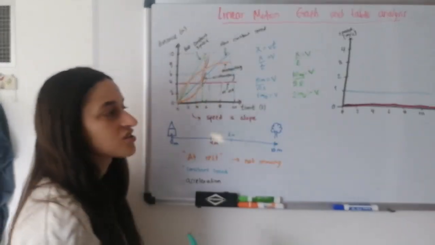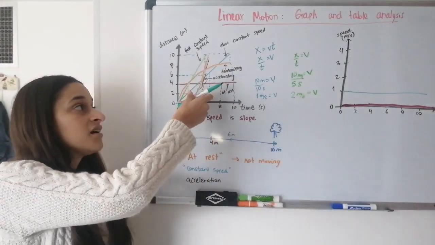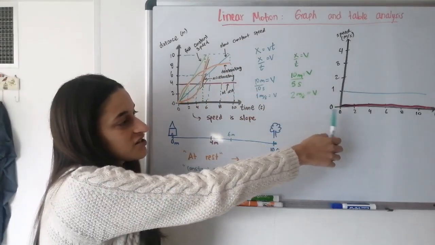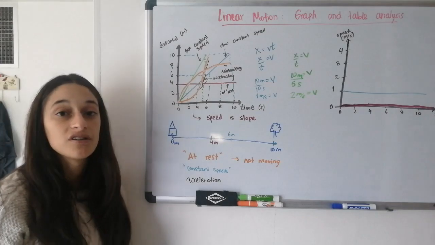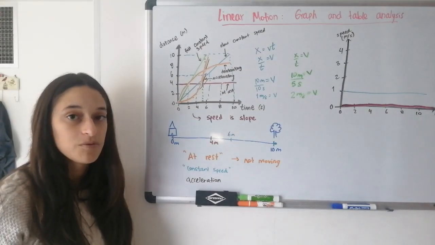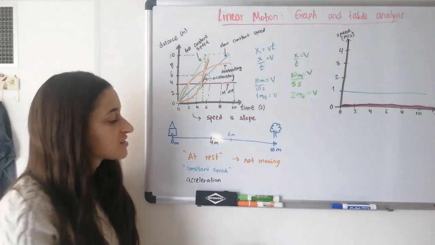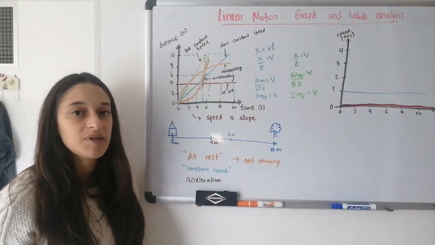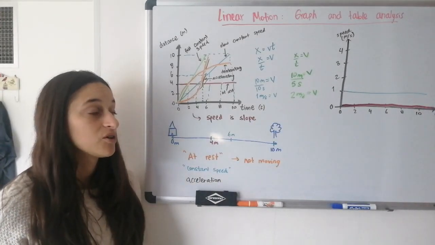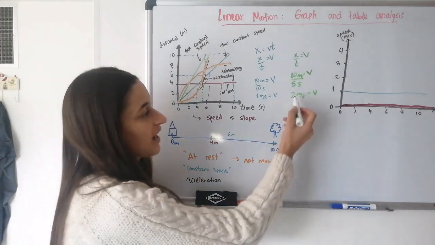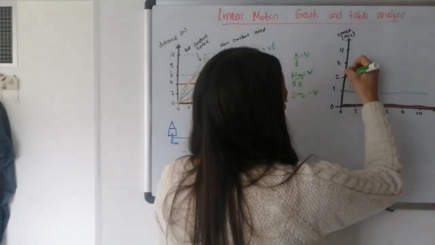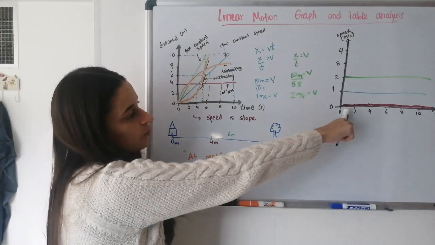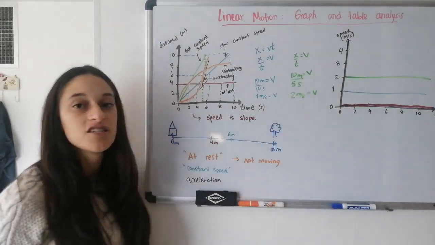So we're going to have a horizontal line, while here we had an inclined line. Here in the speed time graph or in the velocity time graph, we have a horizontal line at the speed of the object. Now, the second example, which is faster, is also a constant speed. So it's also going to be a horizontal line, but this time at 2 meters per second. So it's going to look something like this. Right? So this is at rest, and these two are constant speeds.